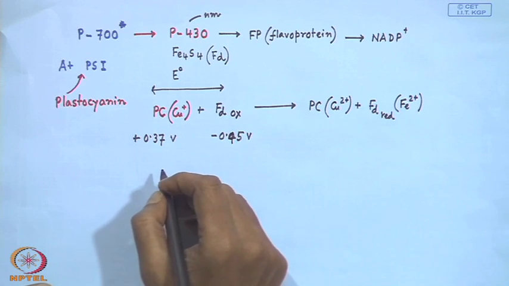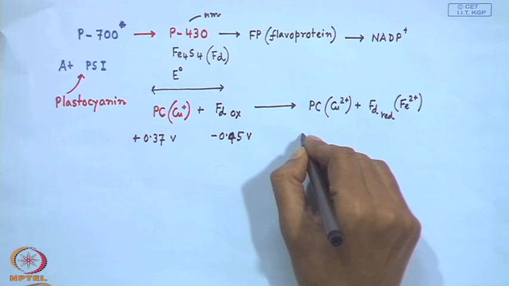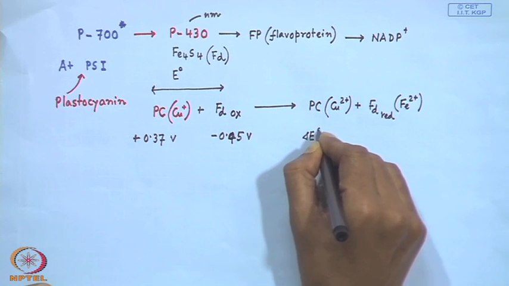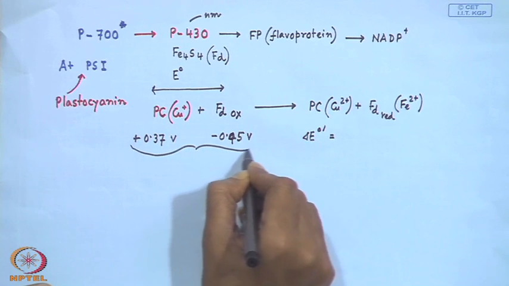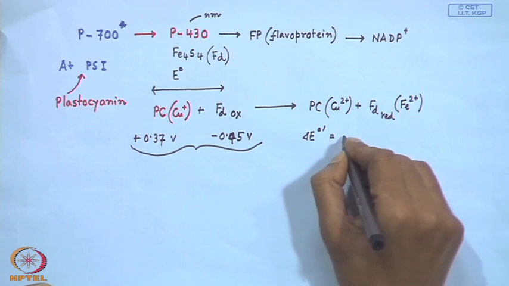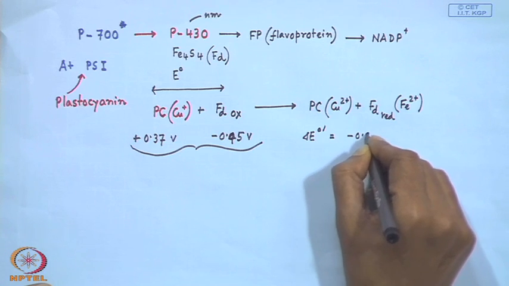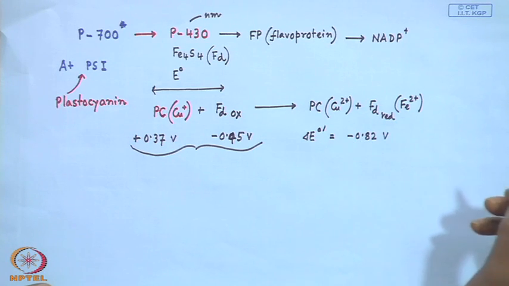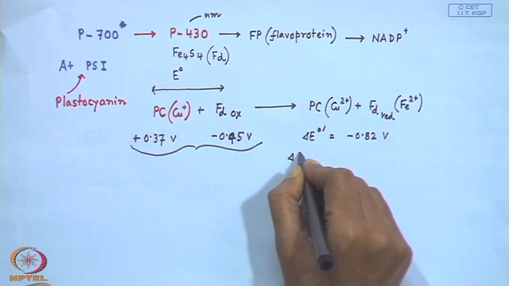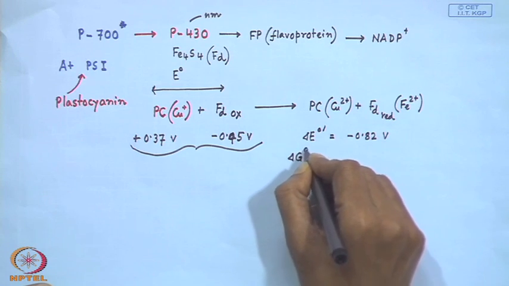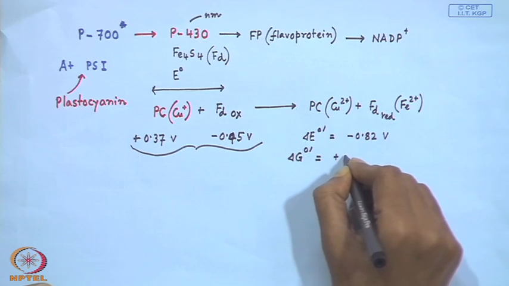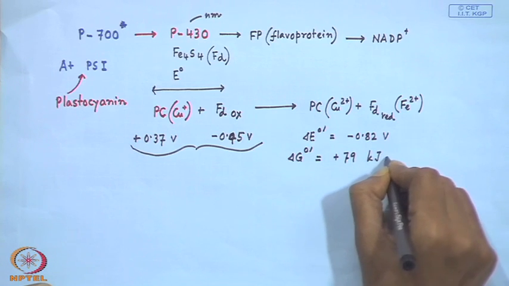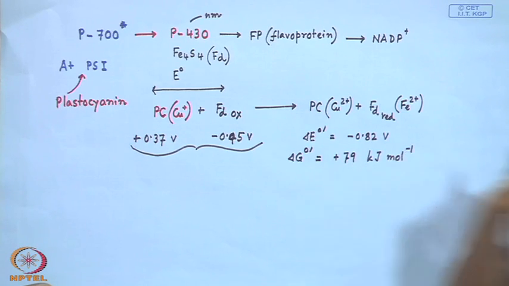When they are connected, we can calculate the delta E, the difference of these two, which is minus 0.82 volt, and you can calculate the corresponding delta G0 prime as plus 79 kilojoule per mole.